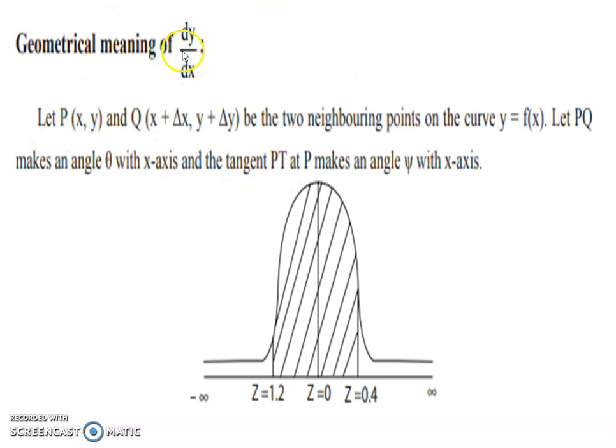Now our target is to define dy by dx. Let P(x, y) and Q(x plus del x, y plus del y) be two neighboring points on the curve y is equal to f of x. Let PQ make an angle theta with the x-axis and the tangent PT at P make an angle psi with the x-axis.